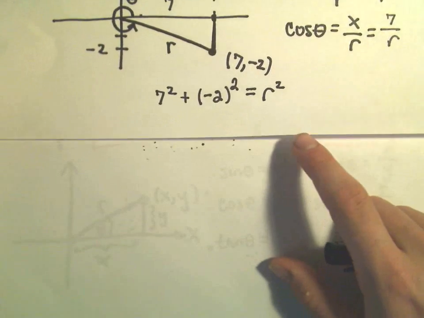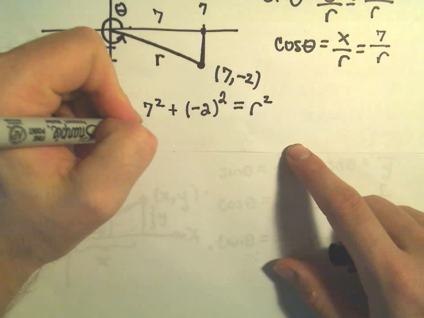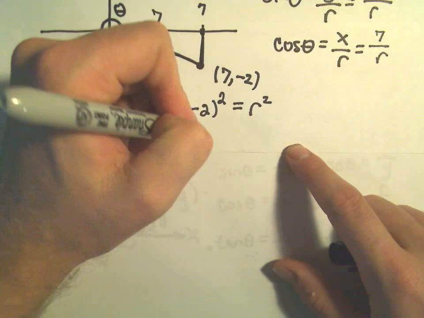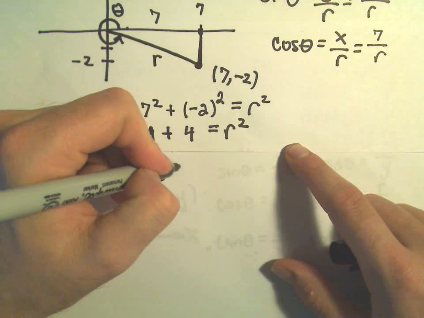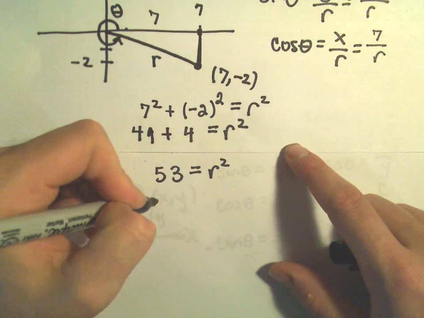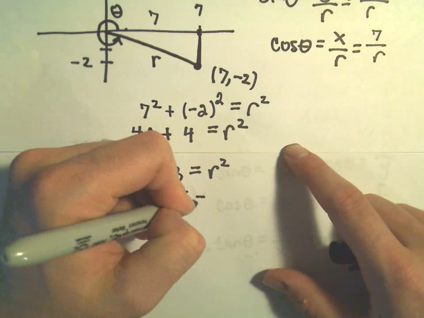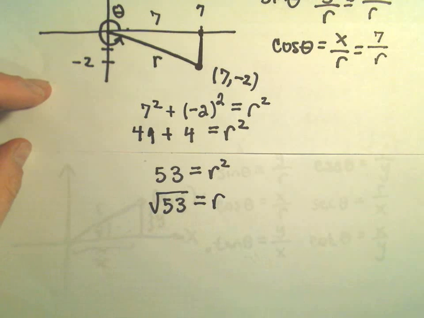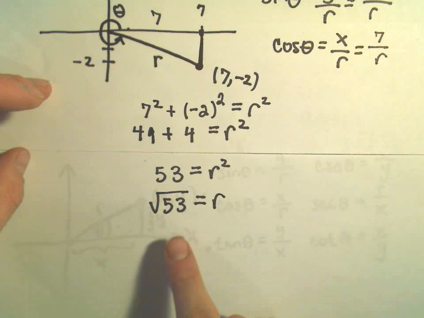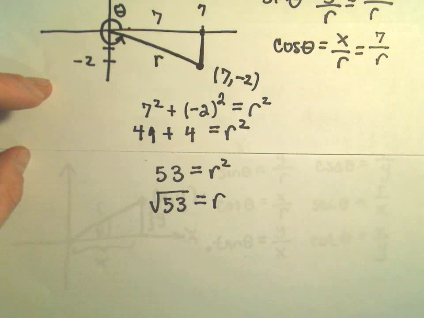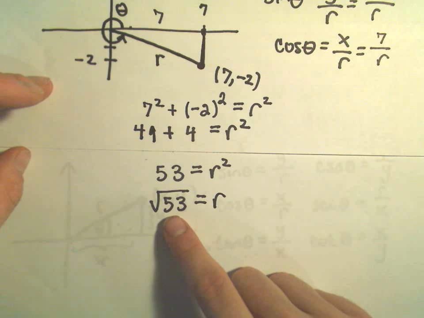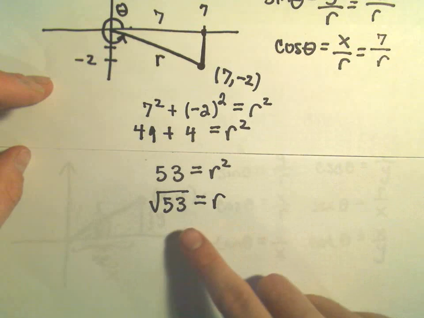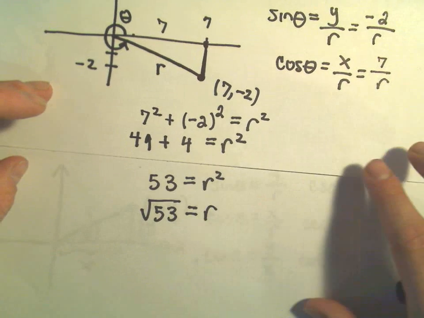Well, let's see. 7 squared is going to be 49. 2 squared is going to be 4. That's going to equal r squared. 49 plus 4 gives us 53 equals r squared. And now we can simply take the square root of 53. Again, normally we get positive and negative, but here r is always going to be a positive number. Likewise, 53 is a prime number. It doesn't factor at all except for 1 and 53. So we can't break down our r value at all. We can't reduce this radical.